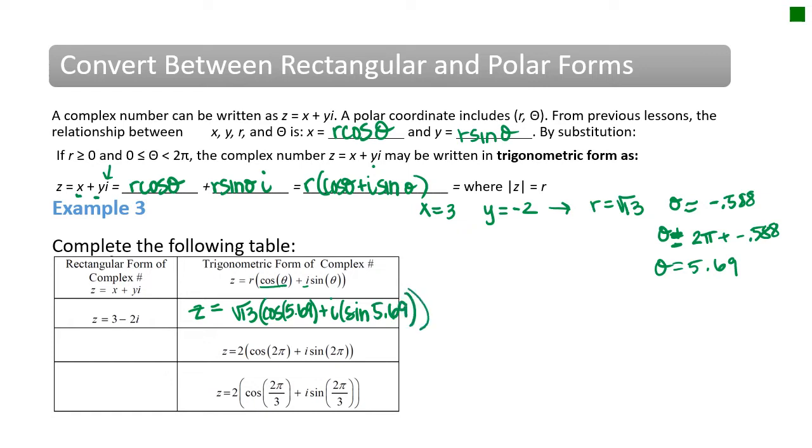All right, next one. So here, if we were given it in trig form and we needed to put it in rectangular form, looking at this, we know that our r is 2 and my theta is 2 pi.